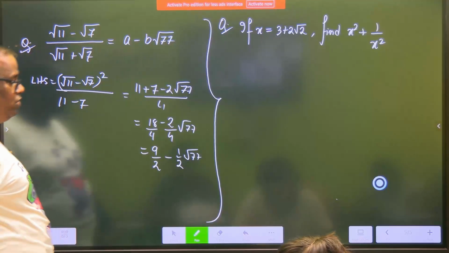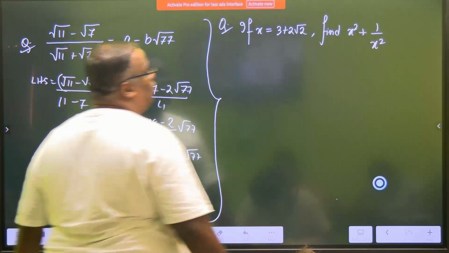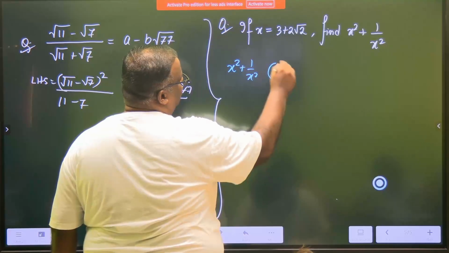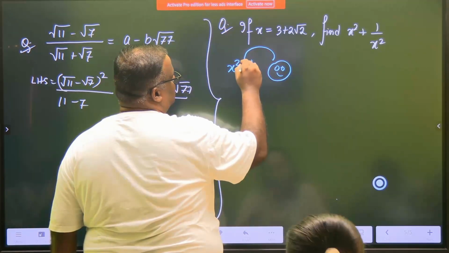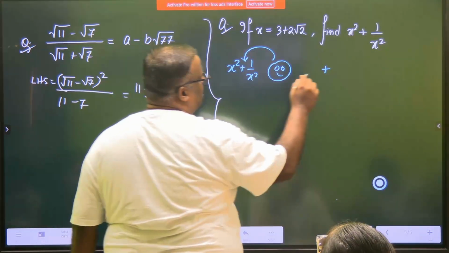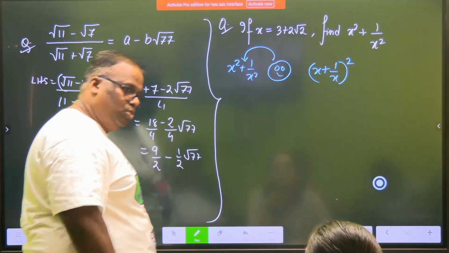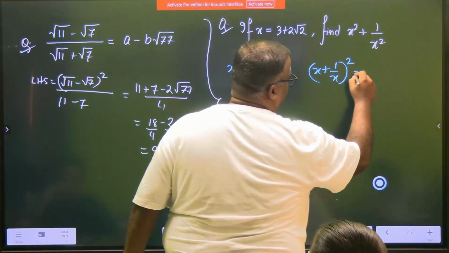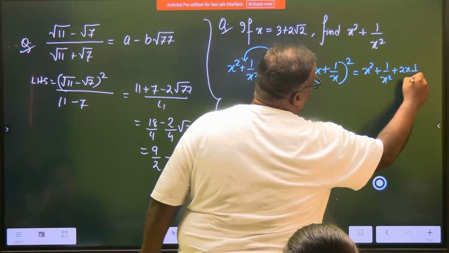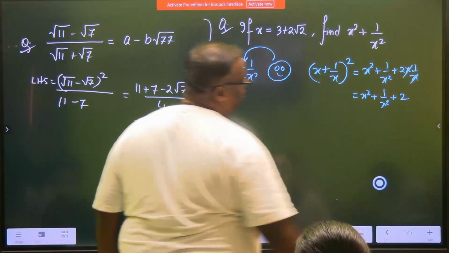Children, there is a technique to do this problem. I will not teach the problem, I'll just tell you the technique. Whenever you see x square plus 1 by x square, you should always first concentrate on this plus sign. So put a plus. X and this is plus. X 1 by x means you should think of x plus 1 by x whole square. Understood? Try to expand this. This is x square plus 1 by x square plus 2 into x into 1 by x, which is finally x square plus 1 by x square plus 2. Do you agree or not?